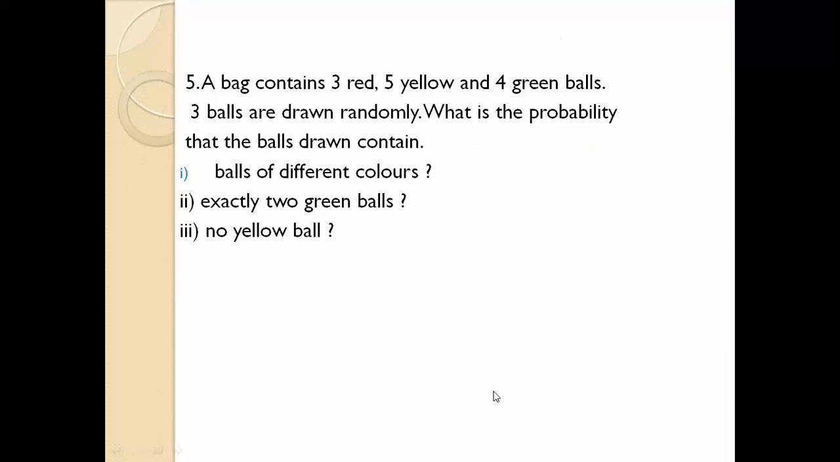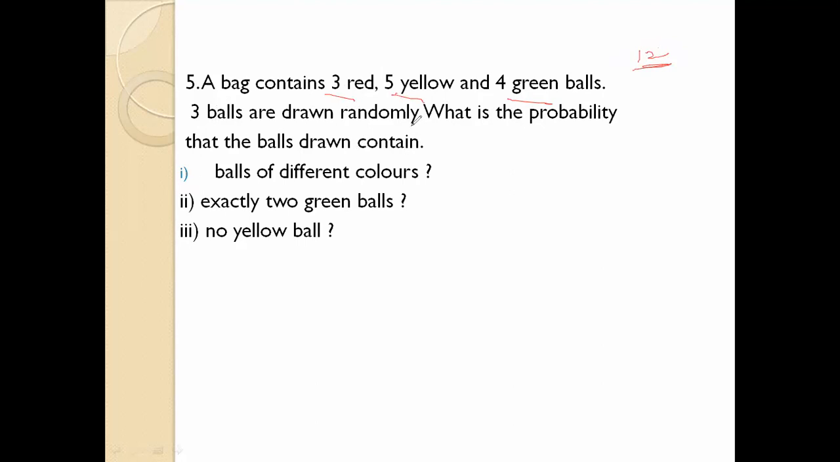Next. A bag contains 3 red, 5 yellow, and 4 green balls. 3 balls are drawn randomly. What is the probability that the balls drawn contain balls of different colors? By exactly 2 green balls, no yellow ball. Now here we see that bag contains how many balls? 3 red, 5 yellow, 4 green balls. Total balls 5 plus 3, 8, 8 plus 4, 12. 12 balls is total balls.